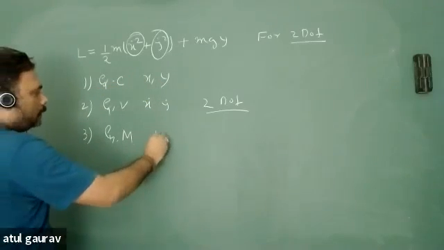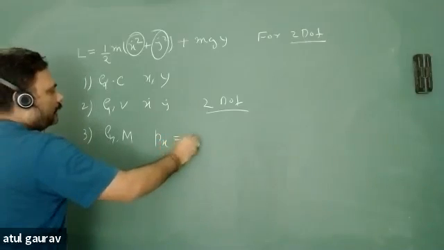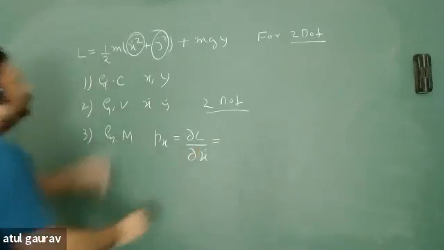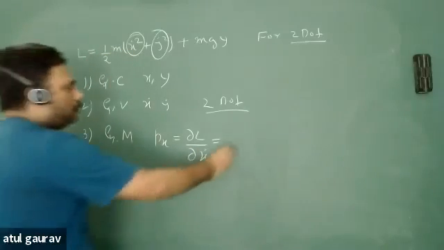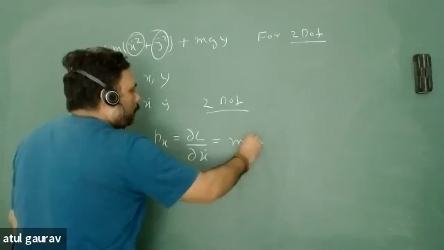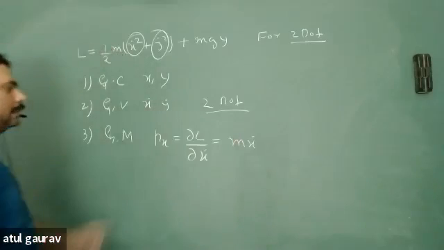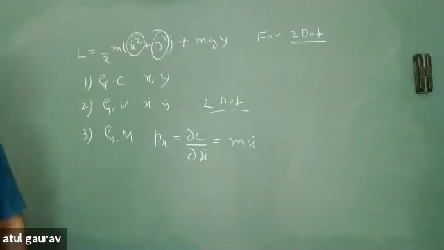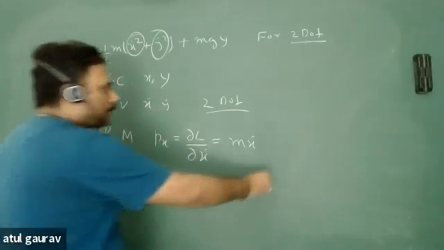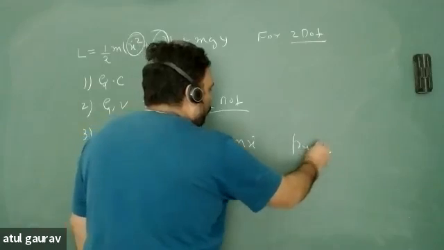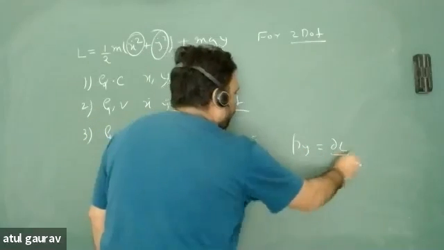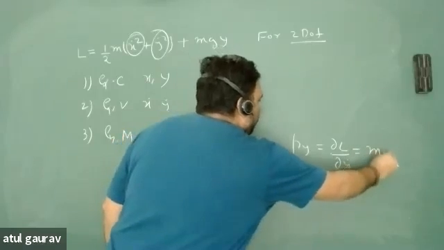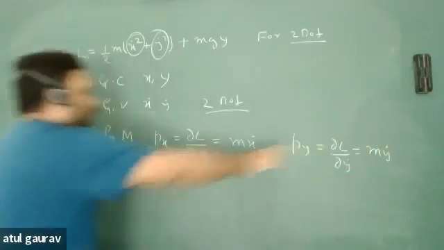The first momentum I will call px, and this will be del L upon del x dot. What is this value? This value is equal to m x dot. So this is linear momentum. You can easily see this is linear momentum. Second is py, del L upon del y dot, equal to m y dot. This is your py.